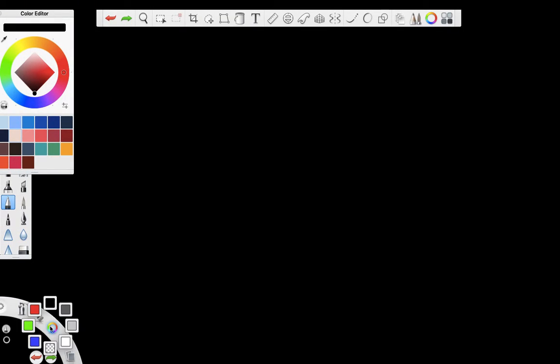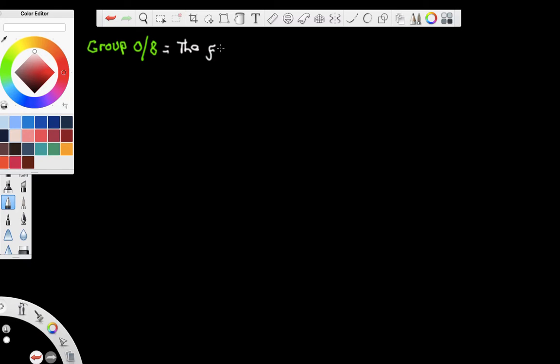So we'll start with a keyword. Our keyword is group 0. I'm also going to put /8 because on some periodic tables and in some questions they also refer to group 0 as group 8. It's the same thing, okay? So group 0 and group 8 are the same thing. So we can define group 0 as the far right column or group of the periodic table.